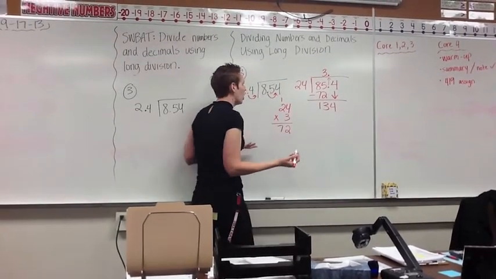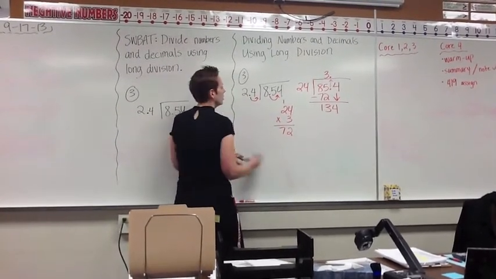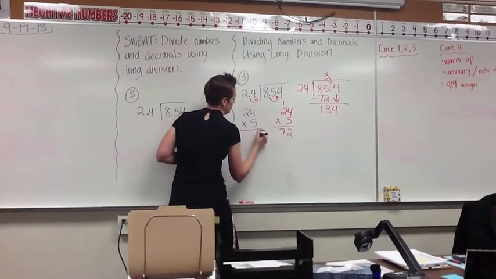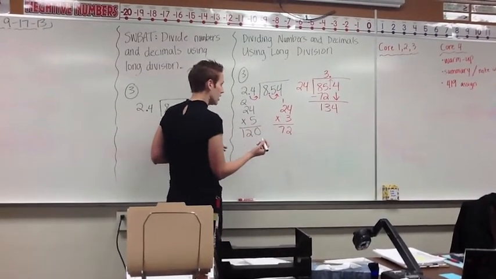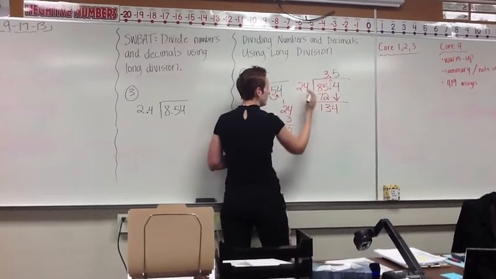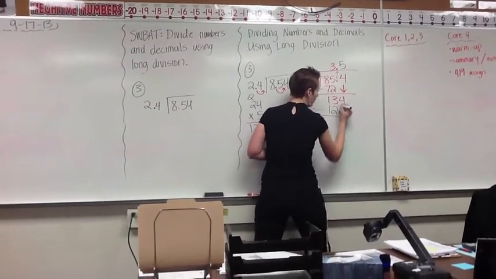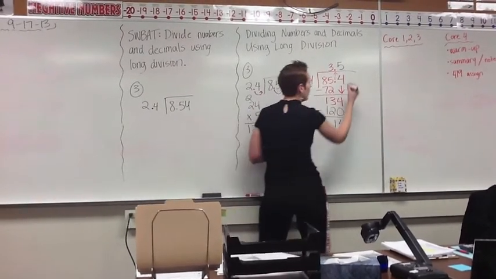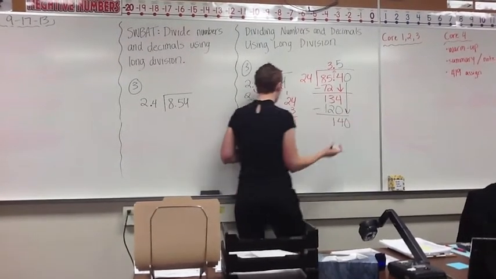24 into 134. Let's try 5. 5 times 24 is 120. Yep. So you're going to put a 5 straight above here. And we have a remainder of 14. That's not going to fly. We need to have a 0. Bring that down. 24 into 140.